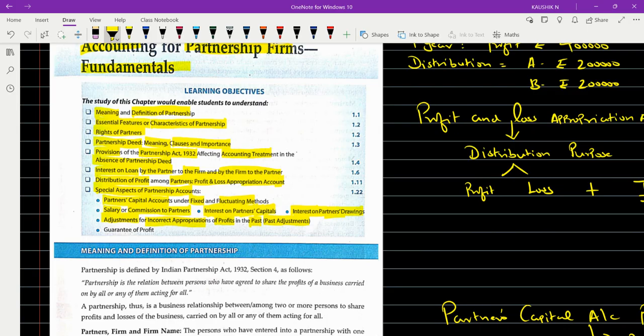is not eligible for interest on capital. Let me give you an example. A particular partner is not eligible for interest on capital, but we have allowed or provided some amount against interest on capital, then it is an error committed by the accountant.